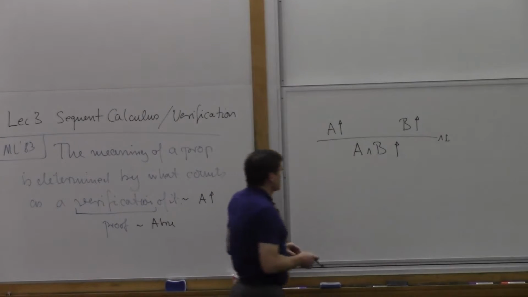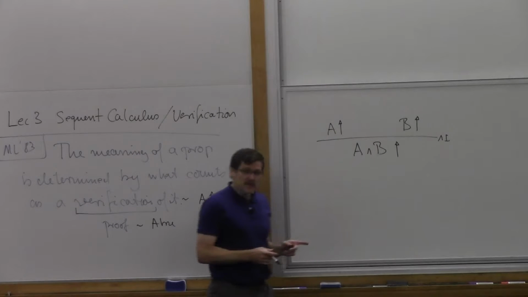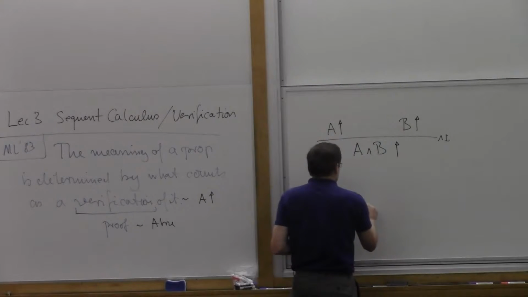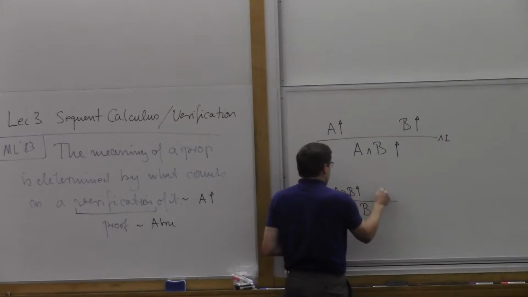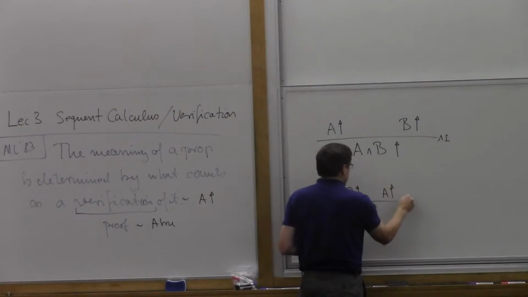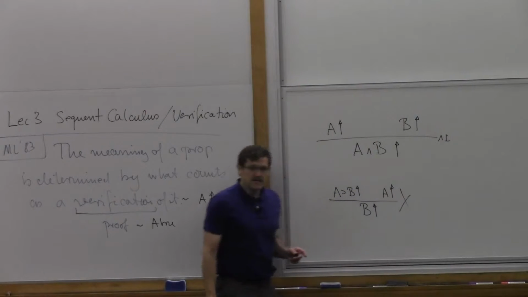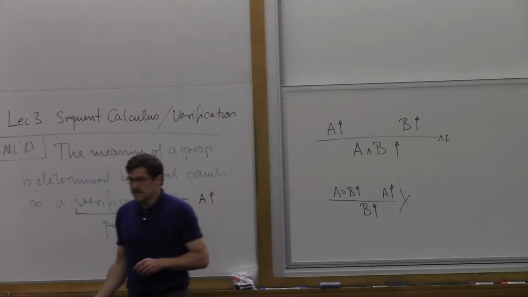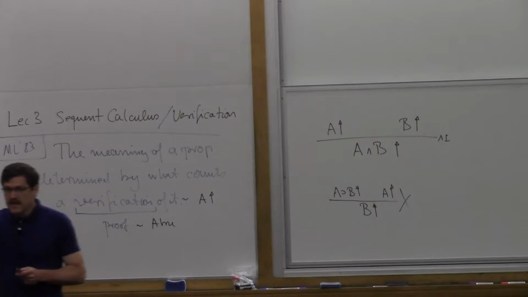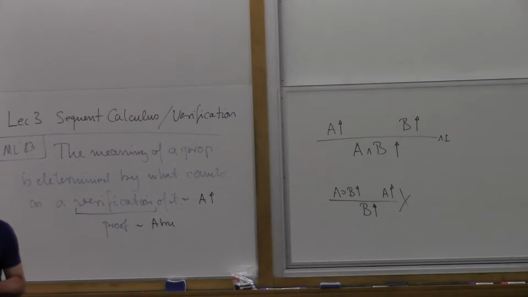In particular, I will enforce that this is not going to work: a verification of B is not going to consist of a verification of A implies B together with a verification of A. It's very important to rule that out because that would violate our principle that a verification of a proposition only depends on the verifications of its pieces. Are we clear so far?